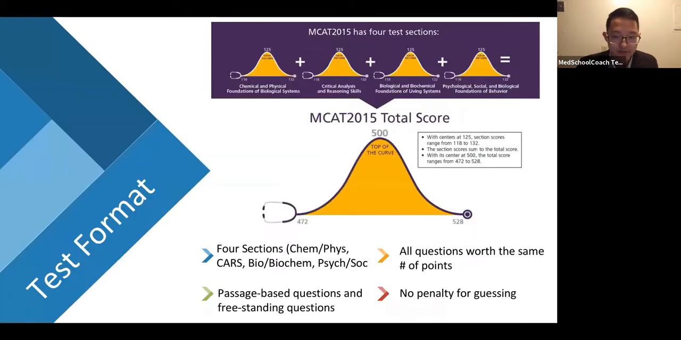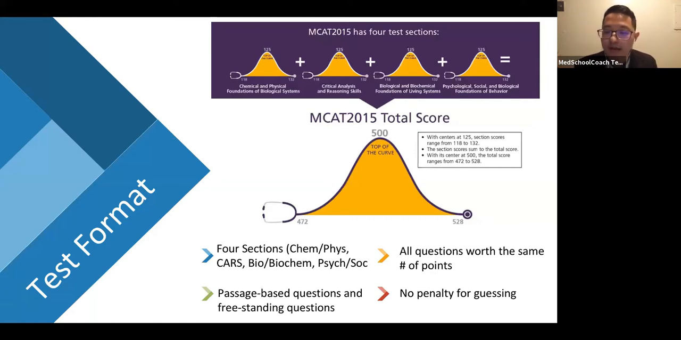All right, so to start off, the MCAT. So as you can see here, the MCAT has 4 sections. Each section has a very long name, which I'm not going to say, but you can read it on the slide. You can also see in terms of scores, each section is scored between 118 to 132, with 125 being an average score. So if a student scores 125 on all 4 sections of the exam, they will be left with a 500.